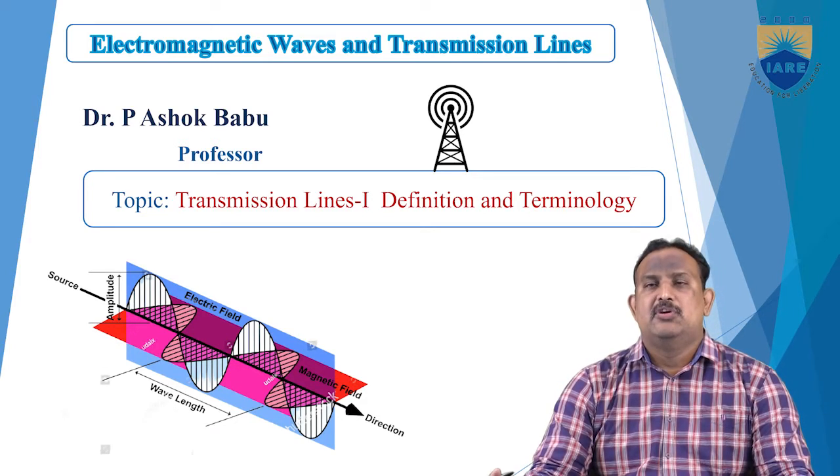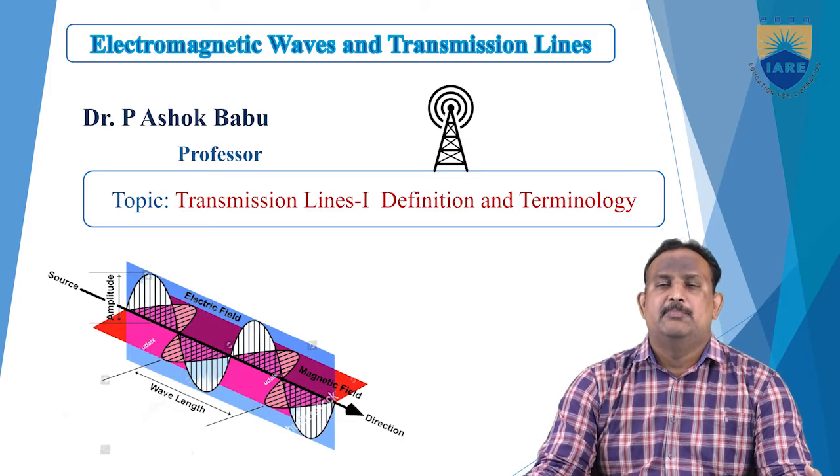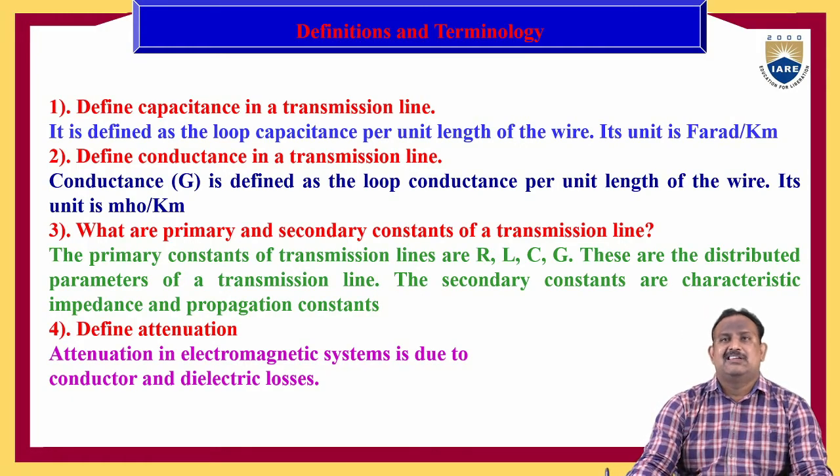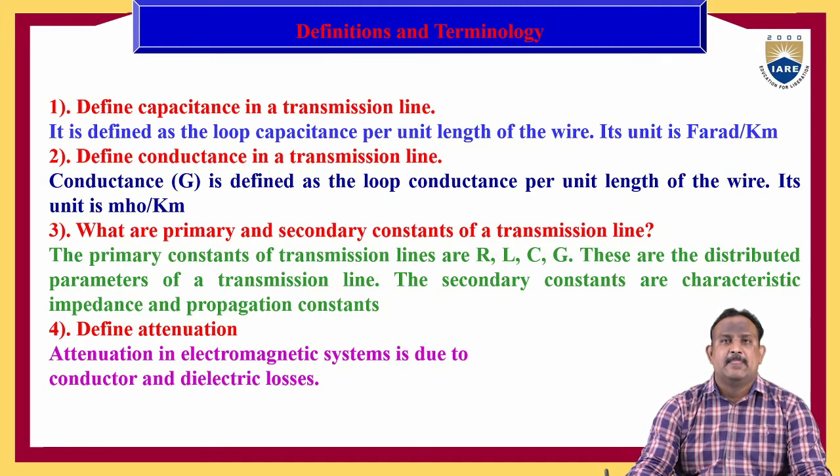In this video, I am going to discuss some important definitions of transmission lines. First one, define capacitance in a transmission line. Capacitance is defined as the loop capacitance per unit length of wire. The unit is farad per kilometer.